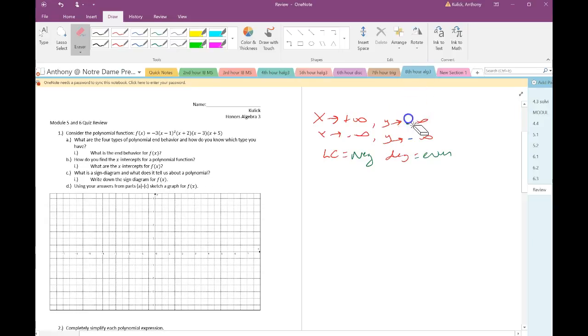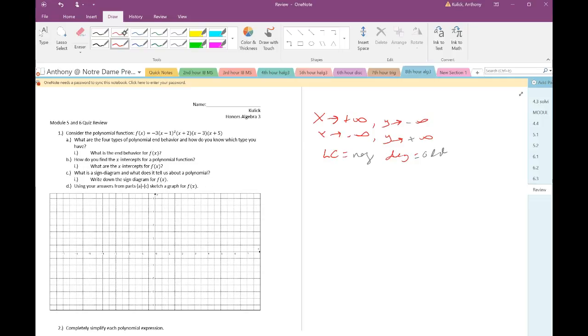And then the last situation is where x approaches positive infinity, y approaches negative infinity, x approaches negative infinity, y approaches positive infinity. This happens when the leading coefficient is negative and the degree is odd.